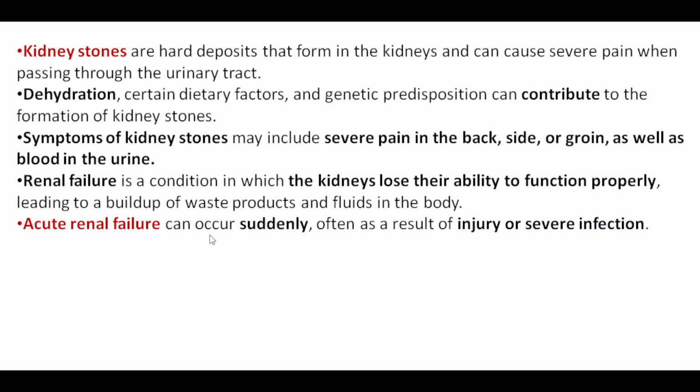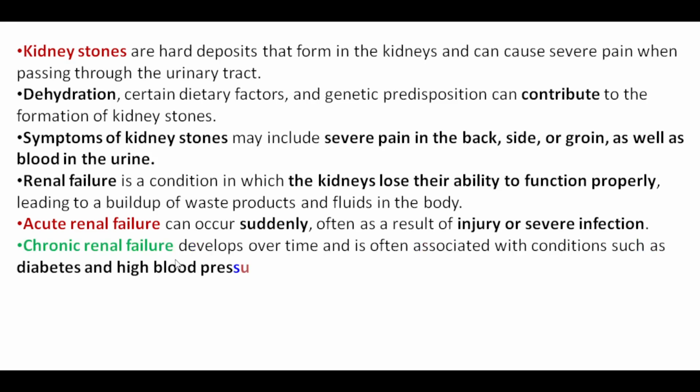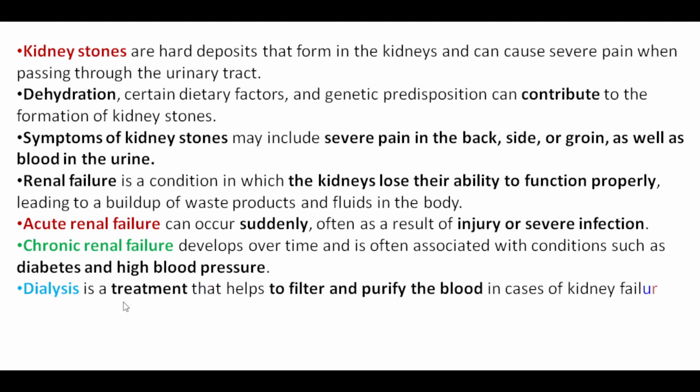Acute renal failure can occur suddenly, often as a result of injury or severe infection. Chronic renal failure develops over time and is often associated with conditions such as diabetes and high blood pressure. Dialysis is a treatment that helps to filter and purify the blood in cases of kidney failure.